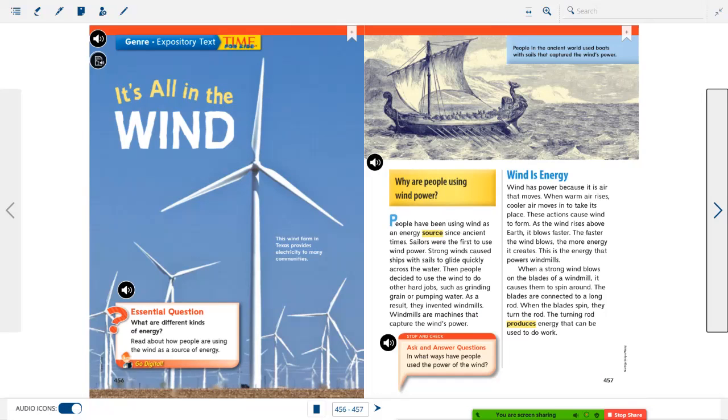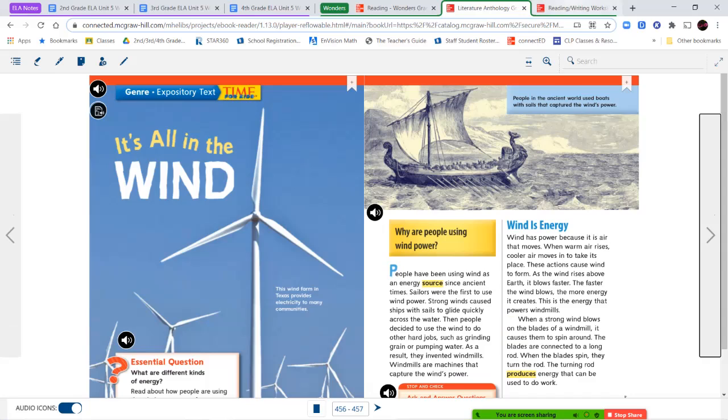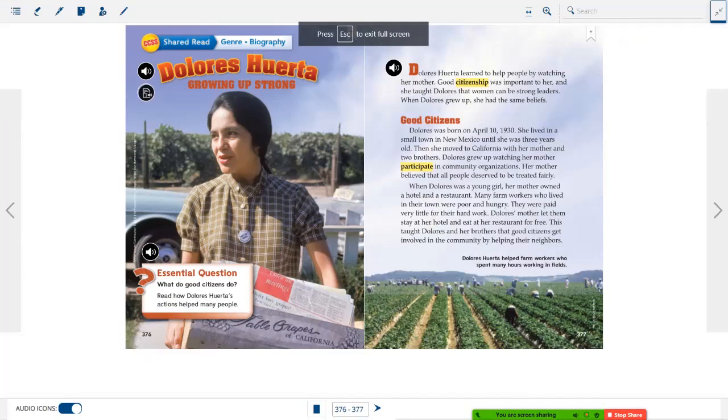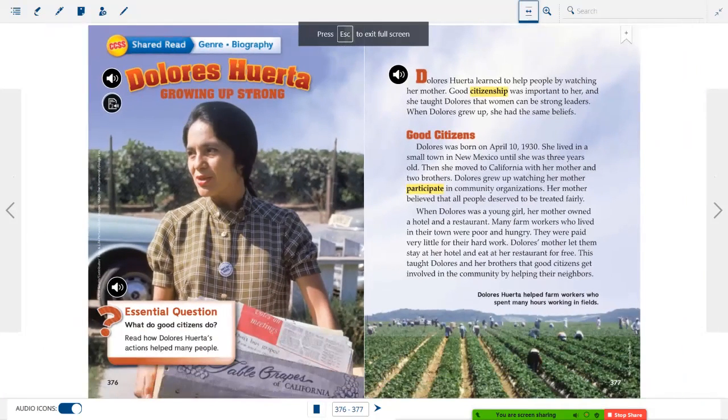All right, that takes us to the end of our story in our literature anthology. We're going to go ahead and jump into our reading and writing workshop. And you're going to see a lot of familiar names during these readings. So we have people that some of you selected for your biography project. So this is going to be some fun and interesting information for a lot of you.